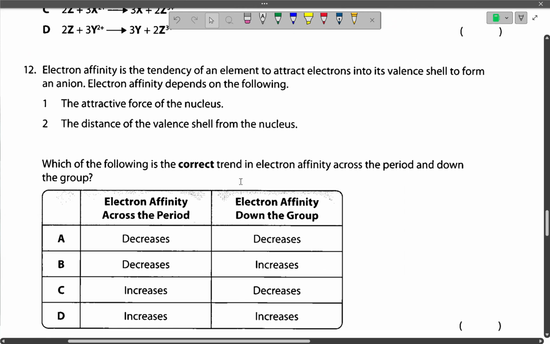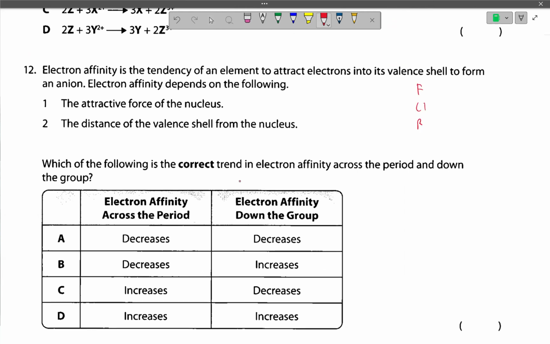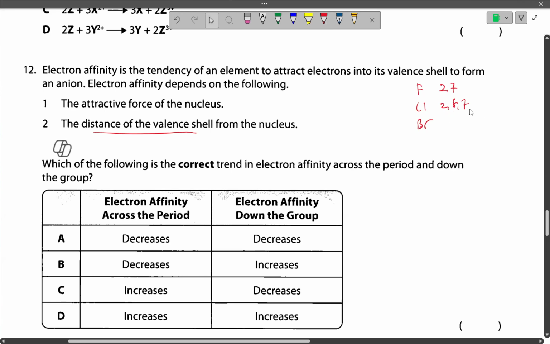So do you remember fluorine, chlorine, bromine? Fluorine has only 2 shells, 2, 7. Chlorine has 3 shells, 2, 8, 7. Comparing the distance from the nucleus, you realize that chlorine's valence shell is further from the nucleus. The nucleus is inside here, right? For fluorine, the valence shell is closer to the nucleus. Therefore, the shorter the distance, the greater the electron affinity. So fluorine can attract electrons more easily. That's why it is more reactive compared to chlorine.